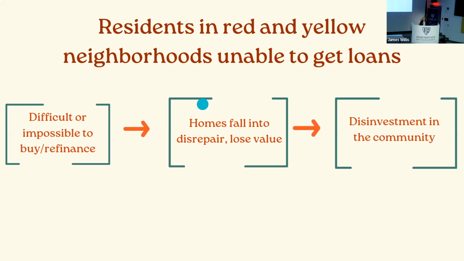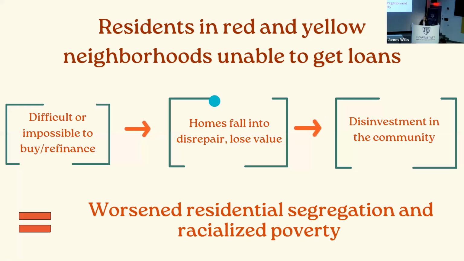You have businesses leaving these neighborhoods. You don't have new businesses wanting to open their business in these neighborhoods. And you essentially get a significant disinvestment in the community, which we know also property values affect the taxes that go into our schools as well. So this ultimately creates an effect of worsened residential segregation and racialized poverty. This was really a state-sponsored segregation effort starting in the 1930s with significant effects that we see today.